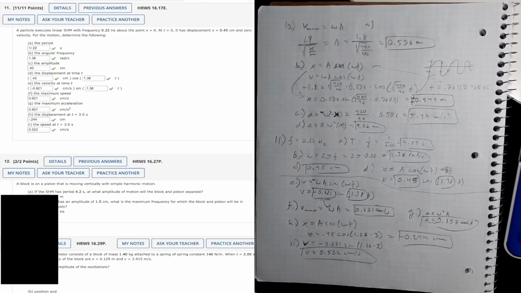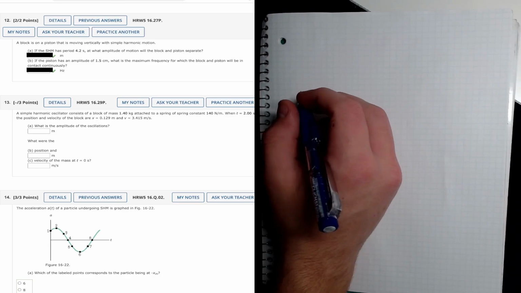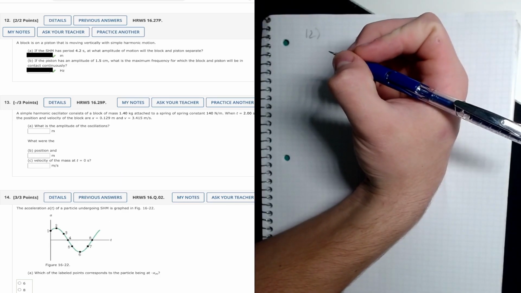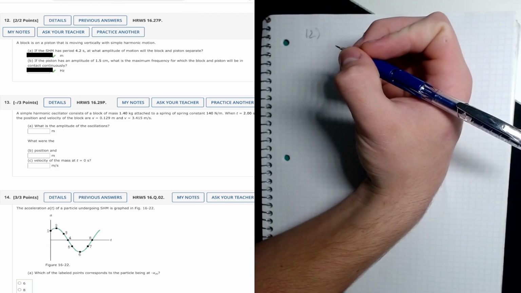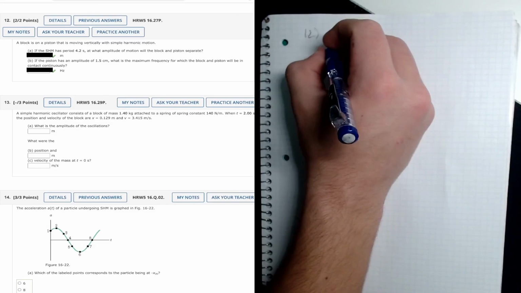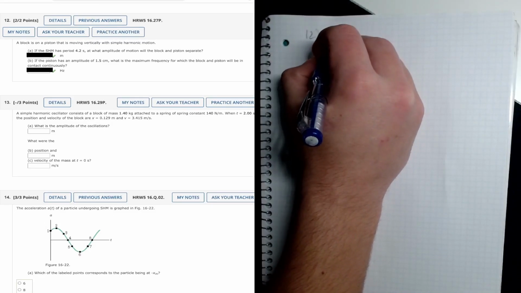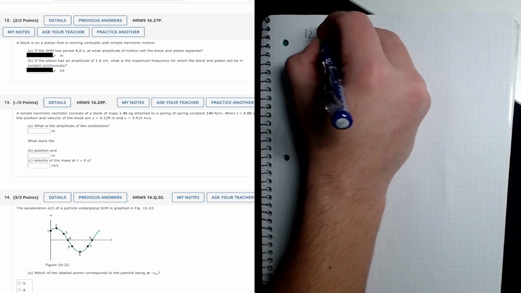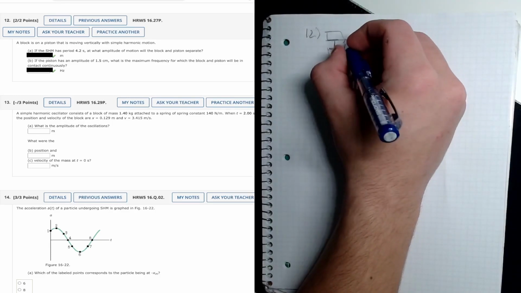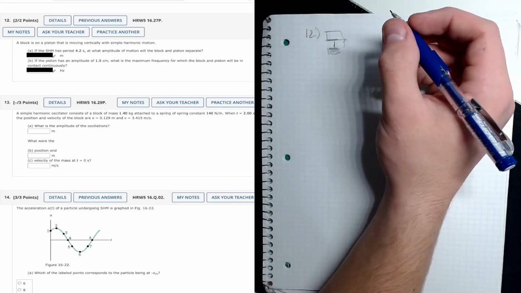Block is on a piston that is moving vertically with simple harmonic motion. If the simple harmonic motion has a period of 4.2, what is the amplitude of the motion at which the block and piston separate? That means that essentially, the piston is here, the block is up here, and the block goes this way. What velocity? What position? What amplitude? Sorry, if it goes that fast, what rate?